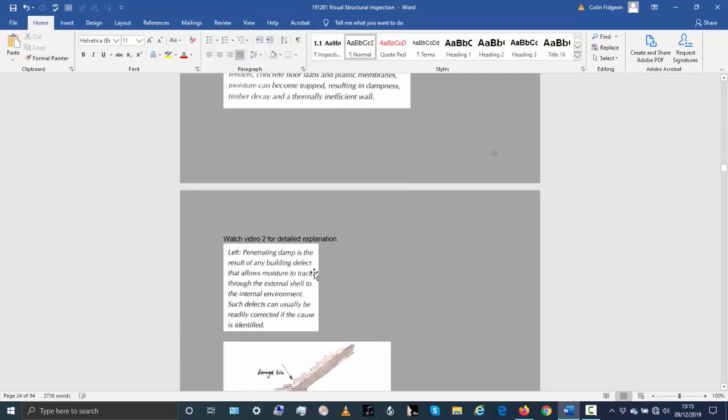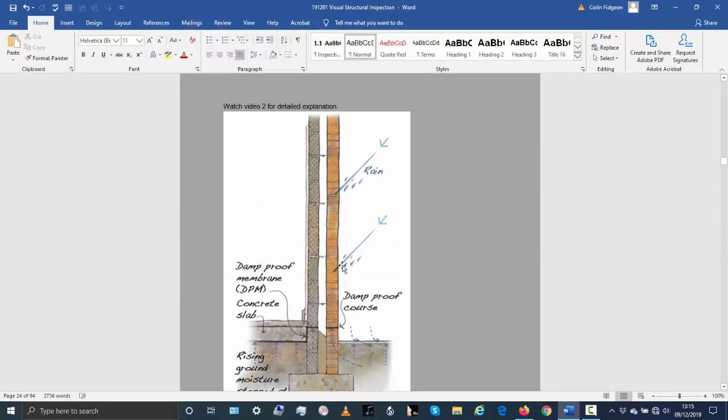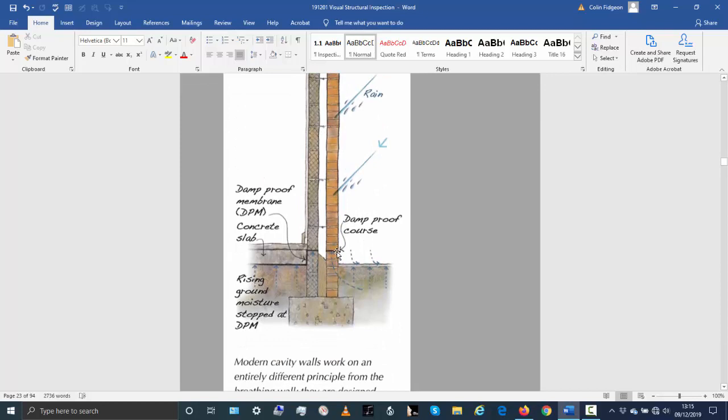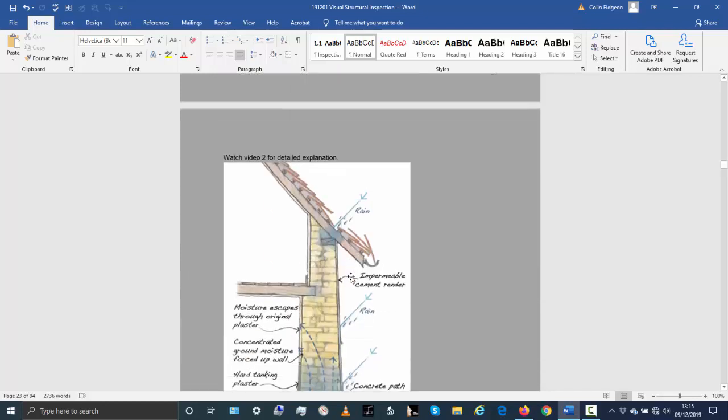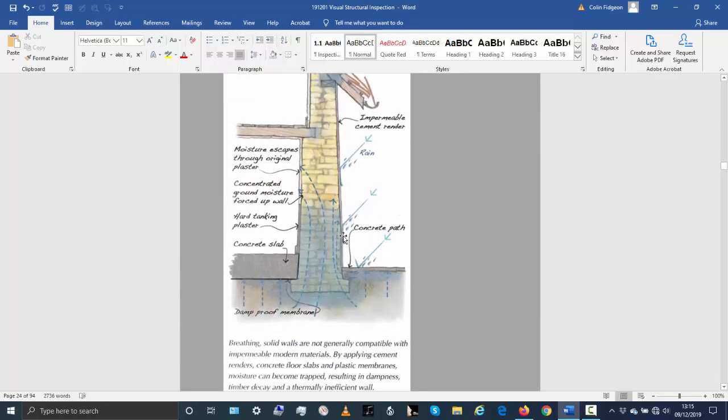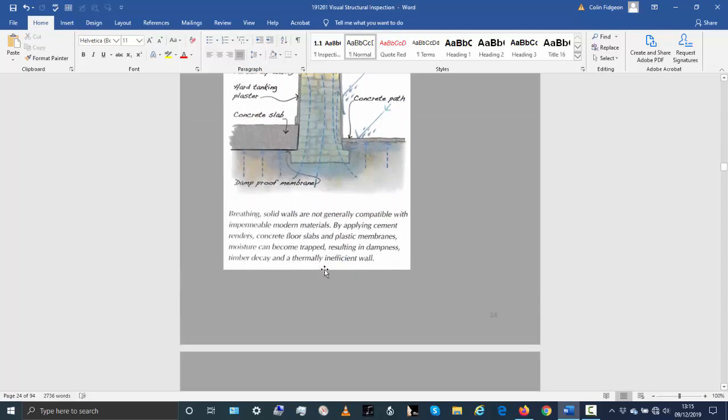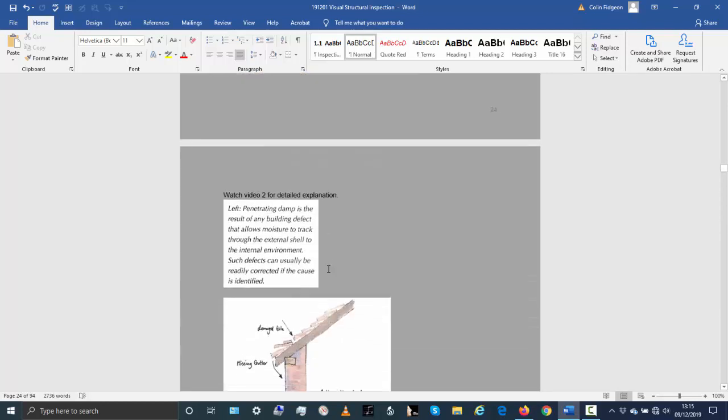Now, on a more modern building where you have a membrane here and a cavity and a membrane here, providing a concrete footpath here is no problem at all. When you have a concrete footpath here, that does not cause problems because you have barriers to stop the moisture coming in. But providing that on an old stone building causes problems.